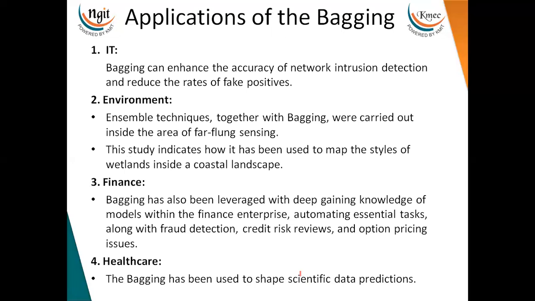Okay. Now, where are you going to use bagging? In the IT sector, where you want to reduce attacks on your data, that is network intrusion detection, there you want to improve the accuracy. Then in the environment, whatever data you are getting from satellites should reach you without errors, with high accuracy. Then in finance, of course, in fraud detection, in credit risk reviews, etc. And in healthcare, where you want to predict the type of disease, there you are going to use bagging.